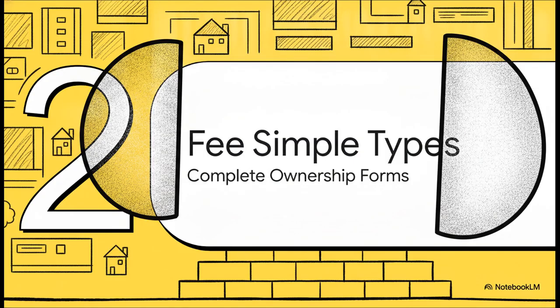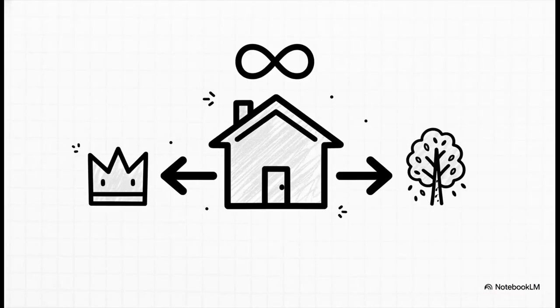Section 2. Fee simple types. Complete ownership forms. In real estate, there are two main categories of estates, freehold and non-freehold. For the purpose of this explainer, we're going to put our blinders on and focus entirely on freehold estates because they're the absolute cornerstone of property ownership.